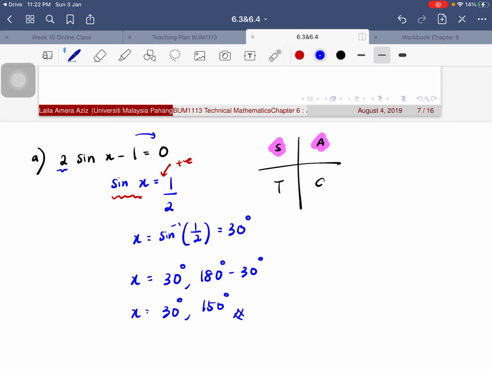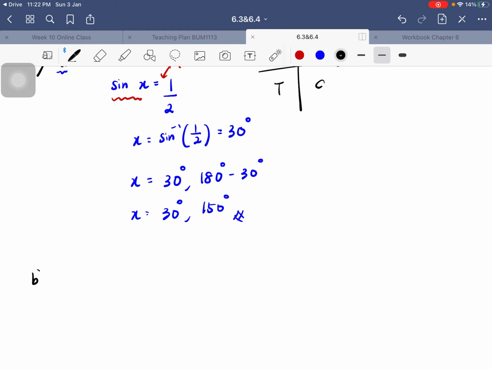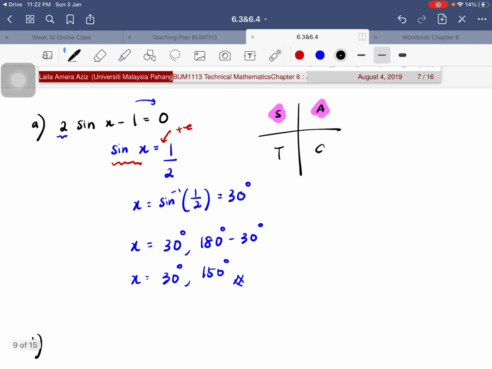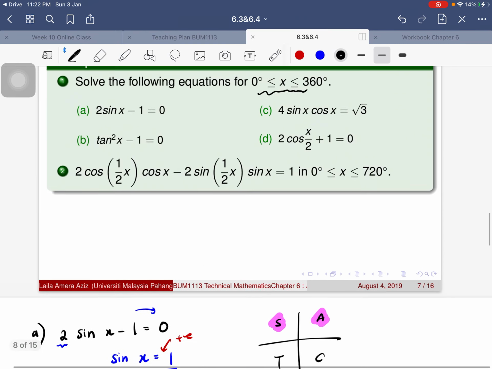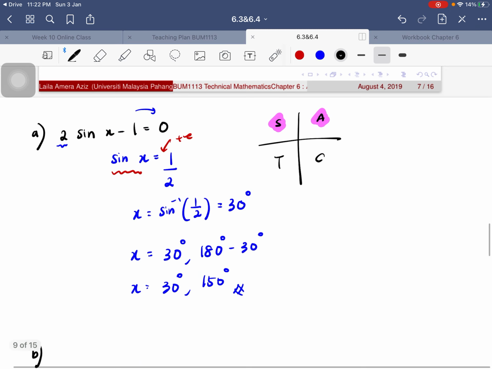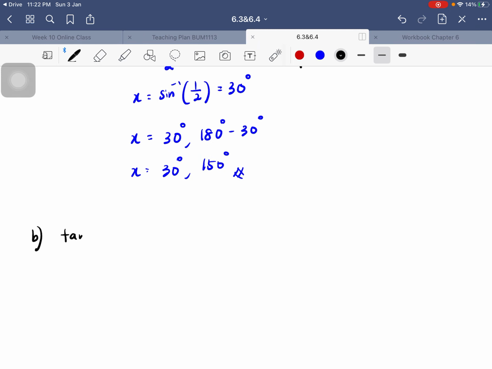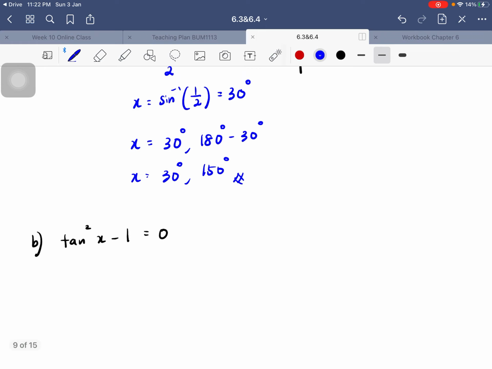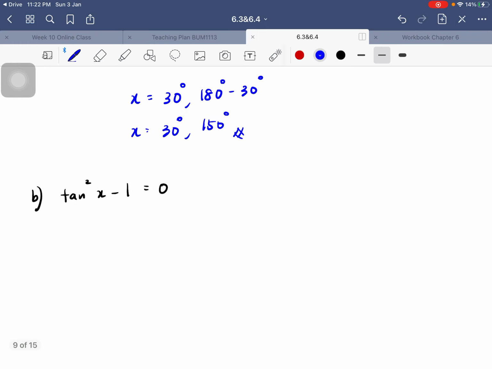So for the case of equation number 1, that is the first equation. Basically it's the same idea as previously, just that we have more constants to deal with. Okay, B, so we have tangent square now. I have tangent square x minus 1 equals 0. This one is also the same concept as previously. First, I'm going to rearrange and make the trigonometric function by itself. So I'm going to write that tangent square x equals 1.